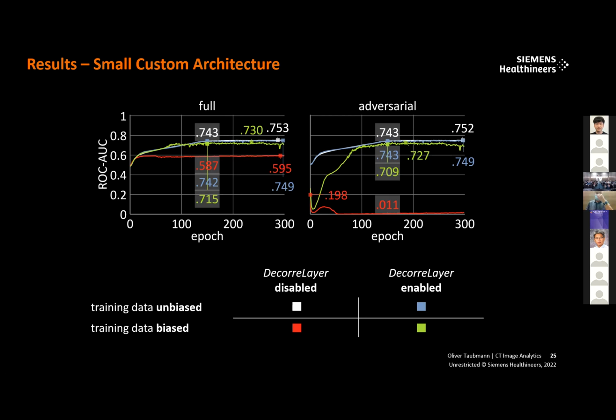Now, if we turn on the decoy layer, which is the green curve, you can see that we almost perfectly recover that baseline performance. And as a sanity check, if we turn on this decoy layer, even though there is no bias, it behaves virtually the same as the baseline.